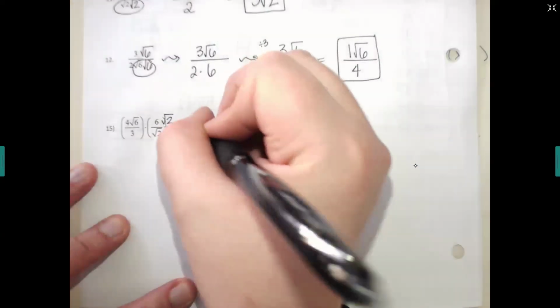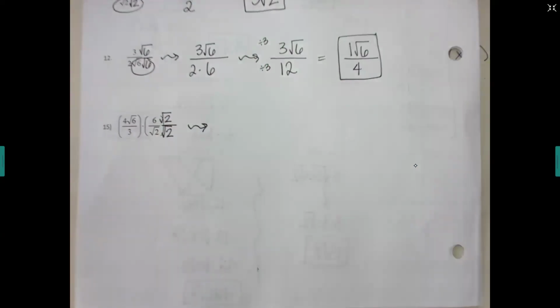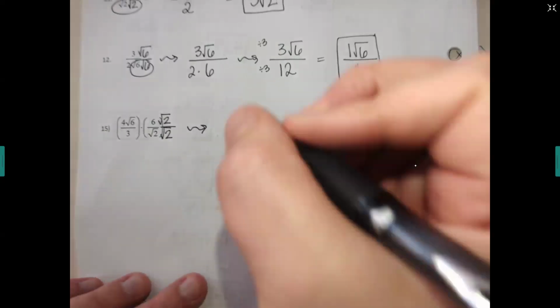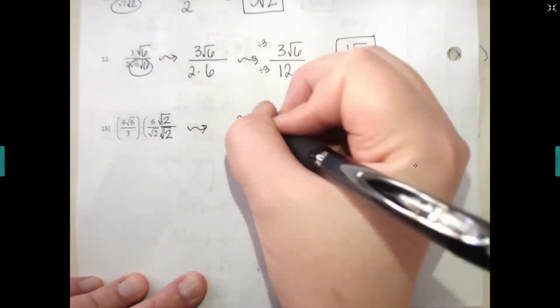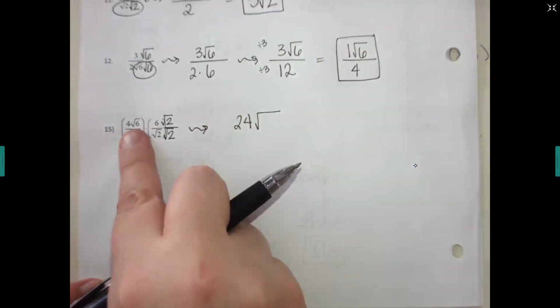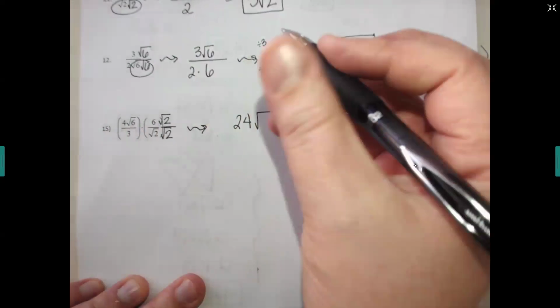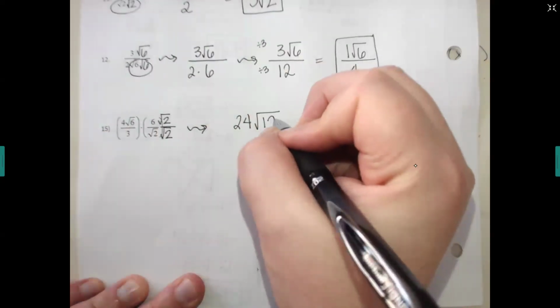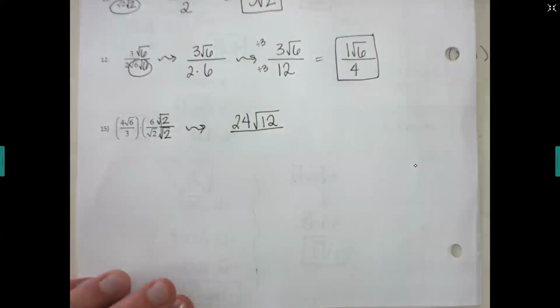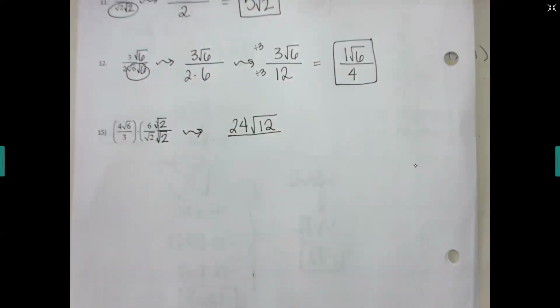All right, here's what we have so far. On the top, I have a 4 and a 6 that are both on the outside. Those can times together. In your calculator, what is the 4 times the 6 together? 24. Then multiply the numbers that are both in square roots together. What's root 6 times root 2? Root 12. Because remember, if they're both on the outside, they can go together. Both on the inside can go together.